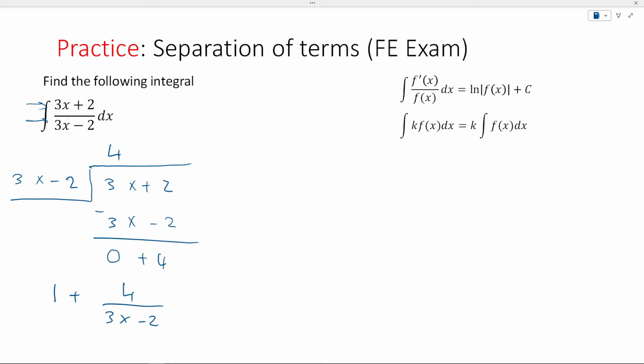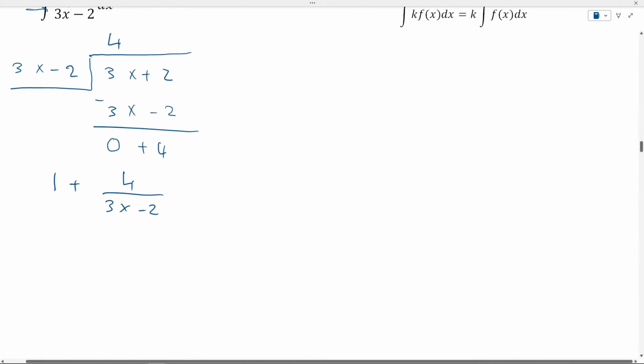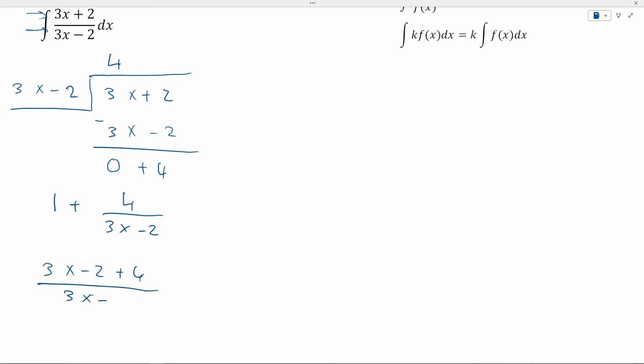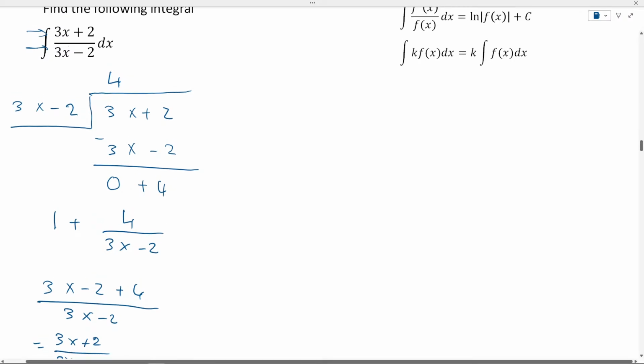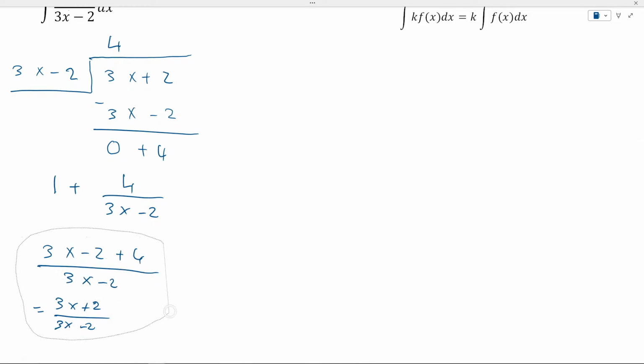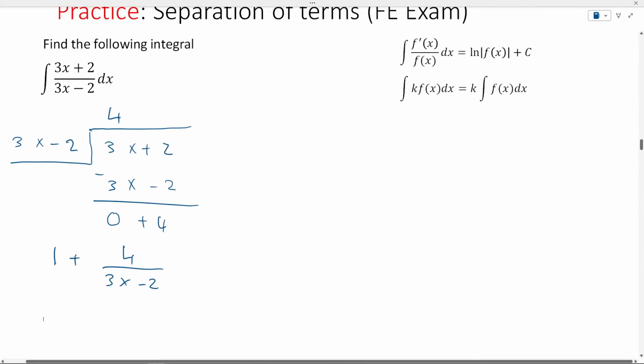Because remember, if you multiplied 3x minus 2 plus 4 divided by 3x minus 2, that will give you 3x minus 2 plus 2 over 3x minus 2. Yeah, I'll get back here. So basically, I just want to separate it and make it look something like this. Let me delete this. Okay, so now what do we do?